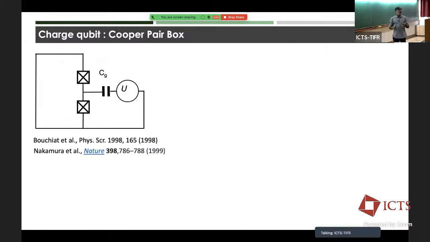So what is the Cooper pair box? It's a slightly funnily drawn version of this simple circuit.